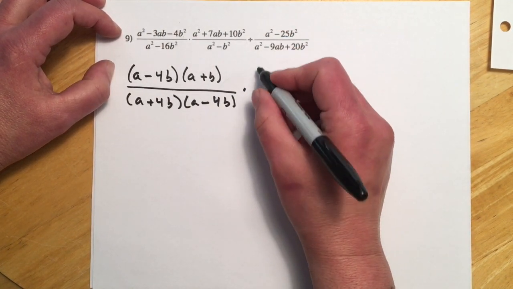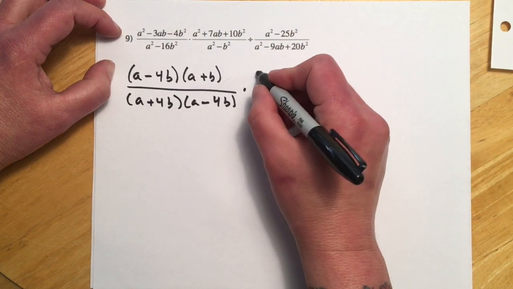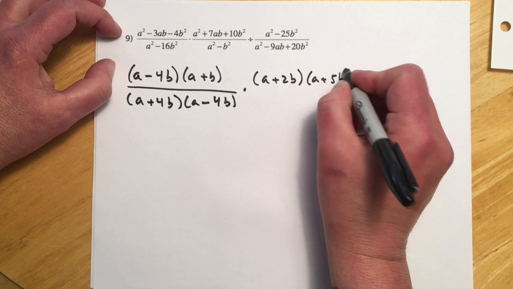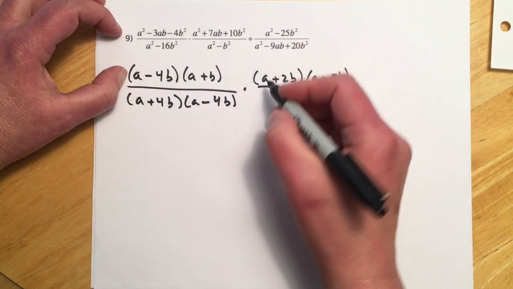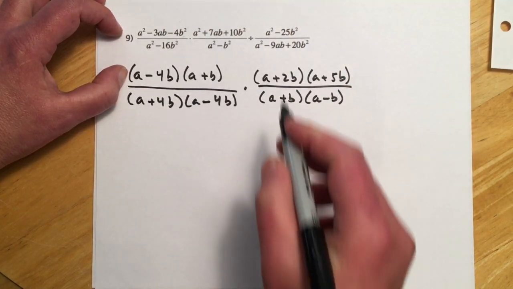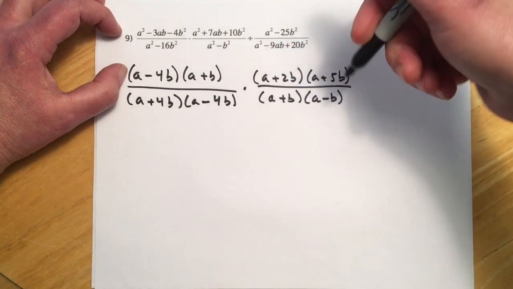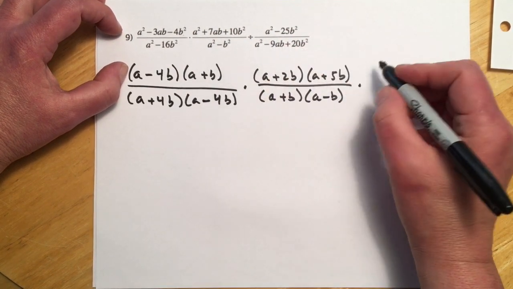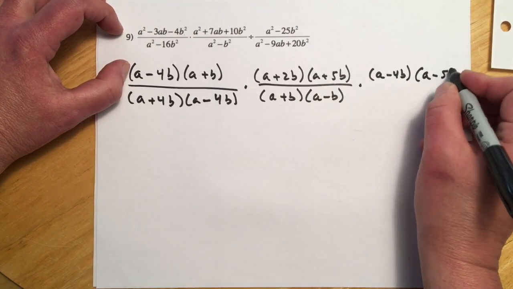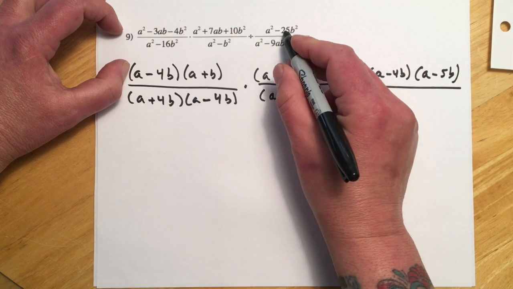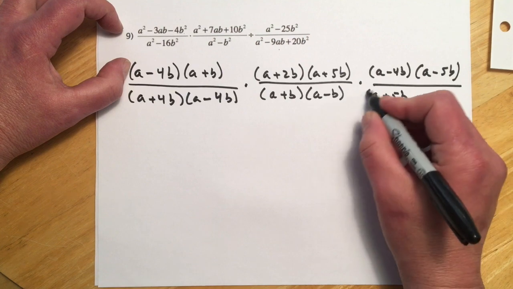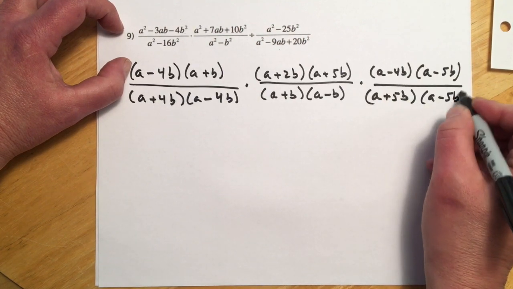Numerator on that one's going to be multiplies to 10, adds to 7, so 2 and 5. So a plus 2b and a plus 5b. A squared minus b squared, that's the formula, so a plus b, a minus b. And then this is a division, so I'm going to bring this one up. So multiplies to 20, adds to be negative 9, is going to be a minus 4b and a minus 5b. And then this is now the denominators, and that's going to be a plus 5b, a minus 5b.